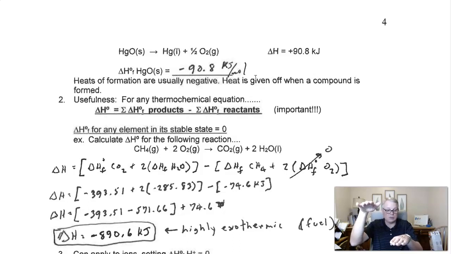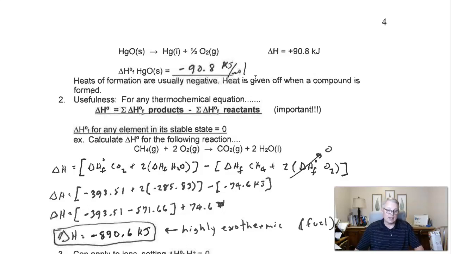Well, you can't create energy, you can't destroy energy. So where does this excess energy go? Quite often, that excess energy is given off in the form of heat. So I start with this much energy, my compound forms, and the excess energy is just given off in the form of heat. And that's why heats of formation generally tend to be negative. They tend to be exothermic reactions.